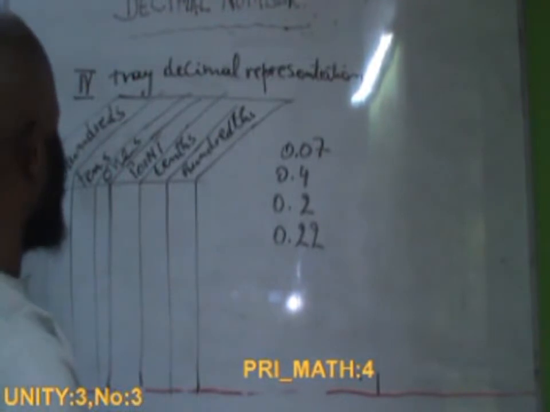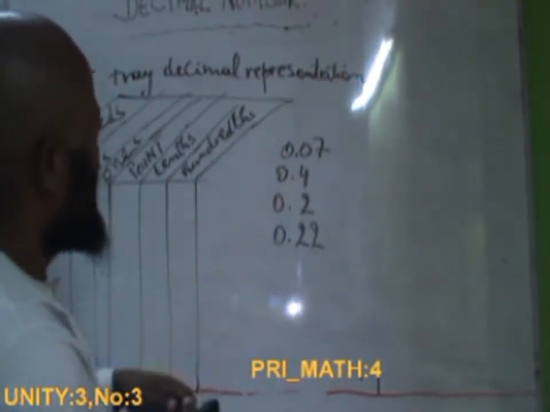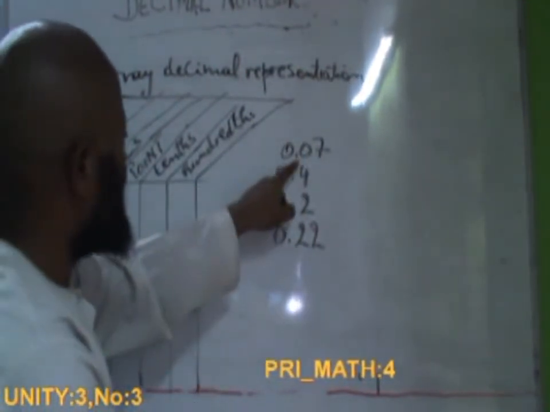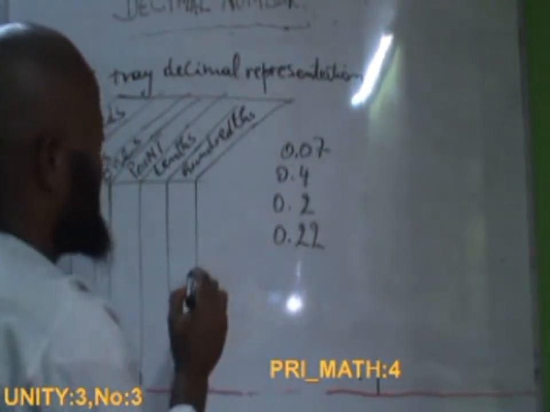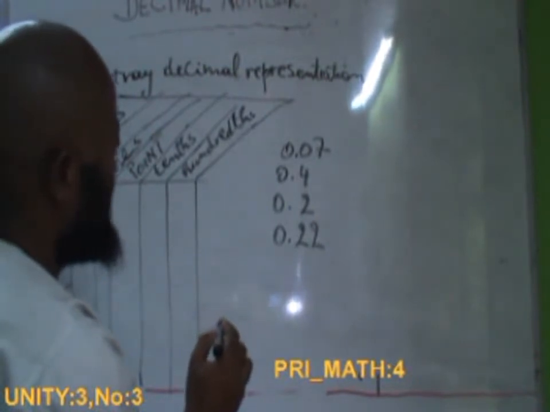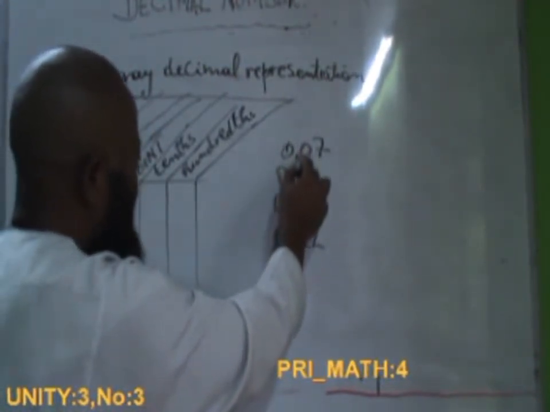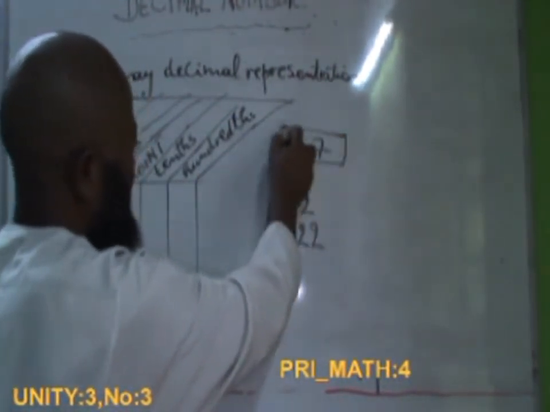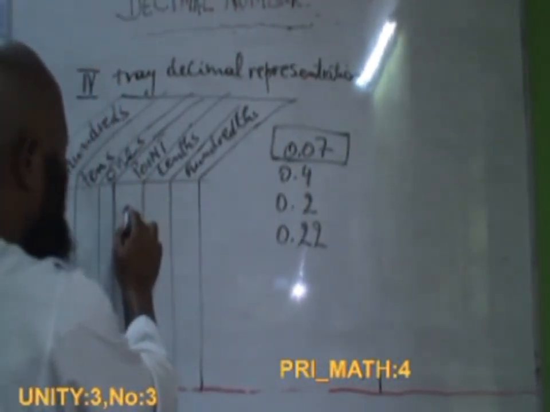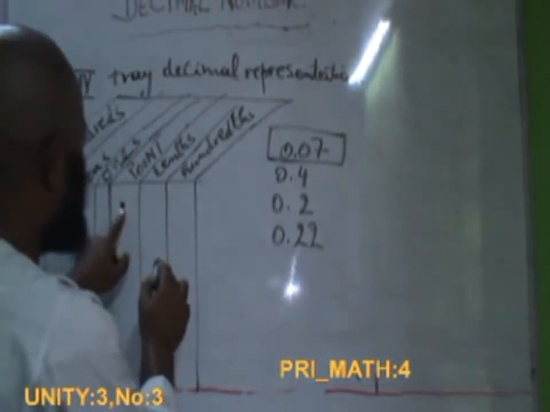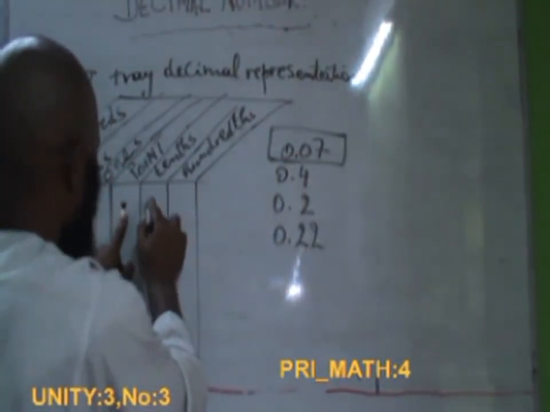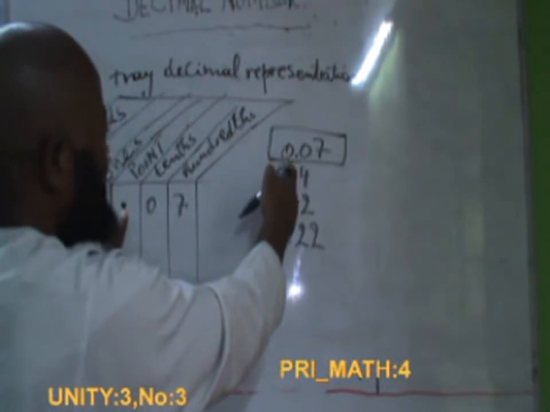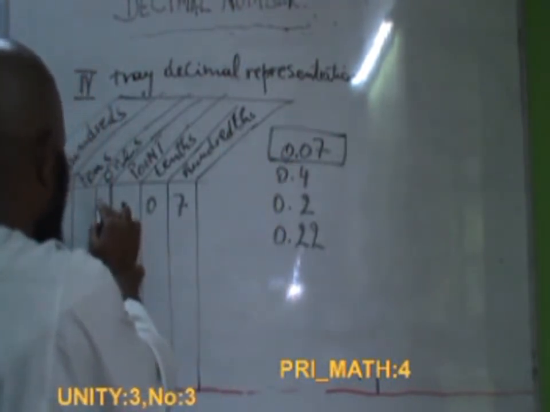These numbers will be represented as follows. You see our point, this point. Be curious. Begin by putting your points in the tray. For the first number, we put the point. After this point, we have two digits, 1, 2. And before our point, we have one digit, which is 0.